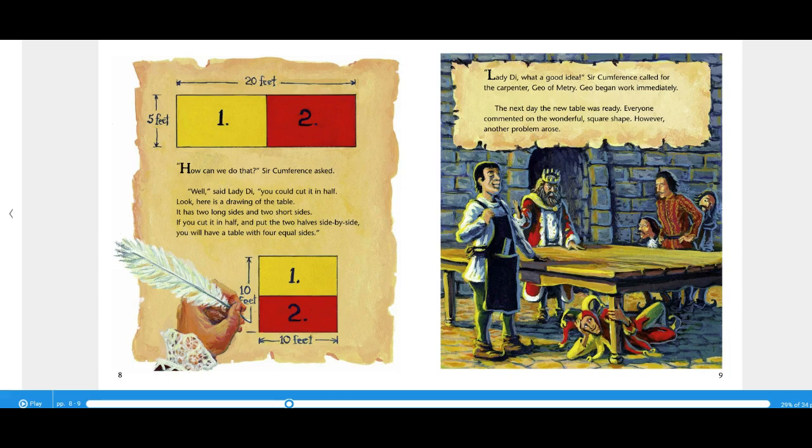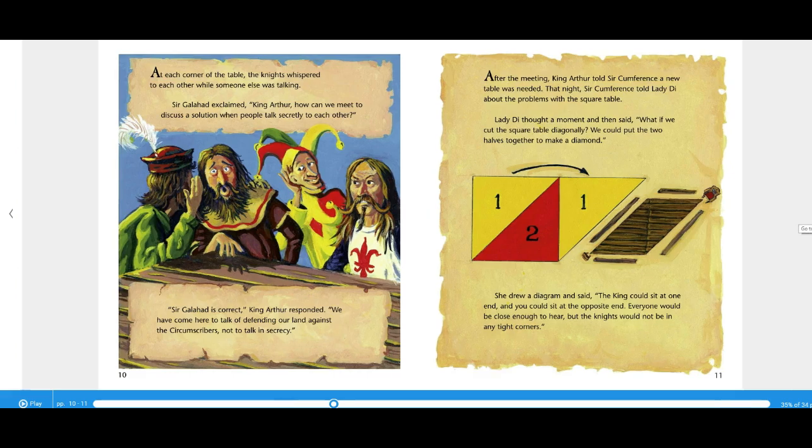However, another problem arose. At each corner of the table, the knights whispered while somebody else was talking. Sir Galahad exclaimed, "King Arthur, how can we meet to discuss a solution when people talk secretly to each other?" "You are correct," King Arthur responded. "We've come here to talk about defending our land, not to talk in secrecy."